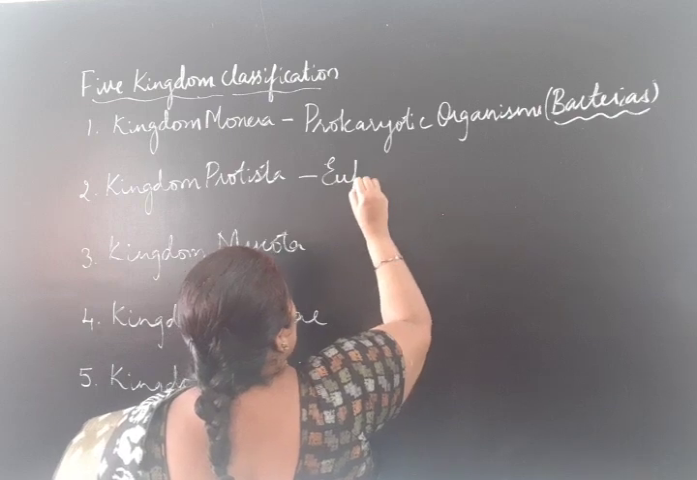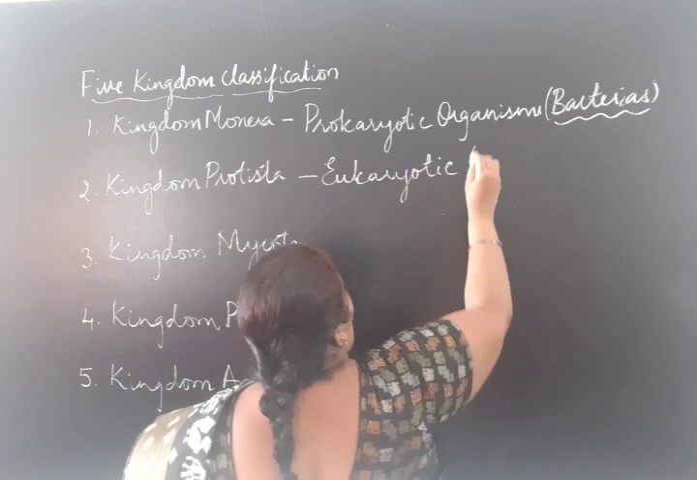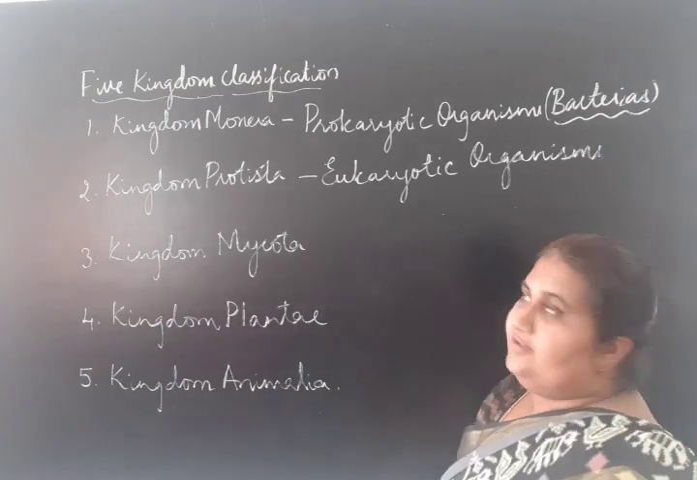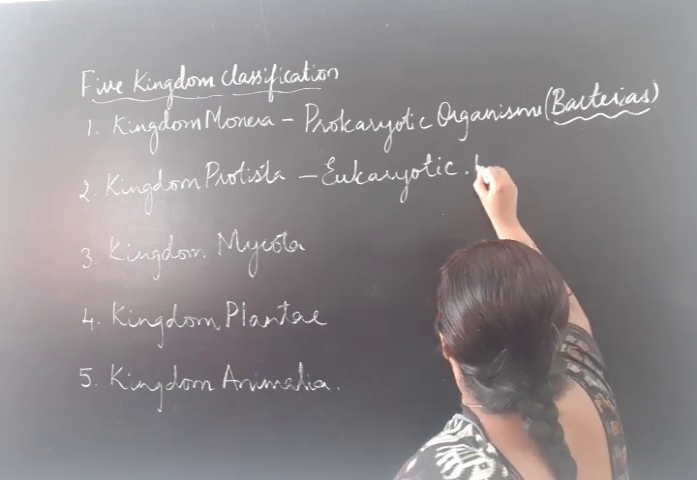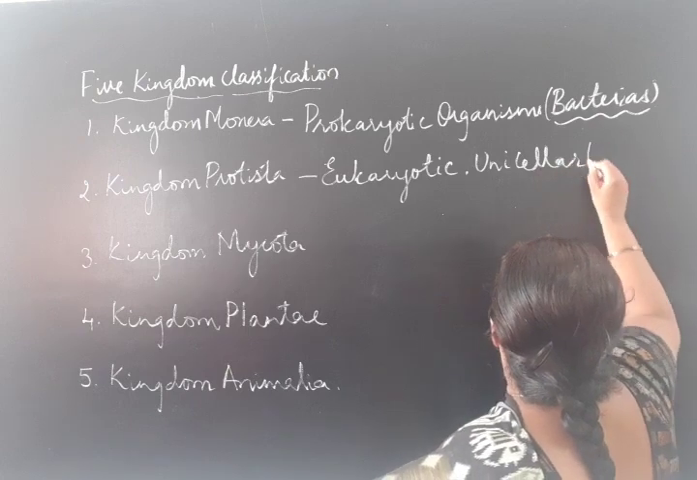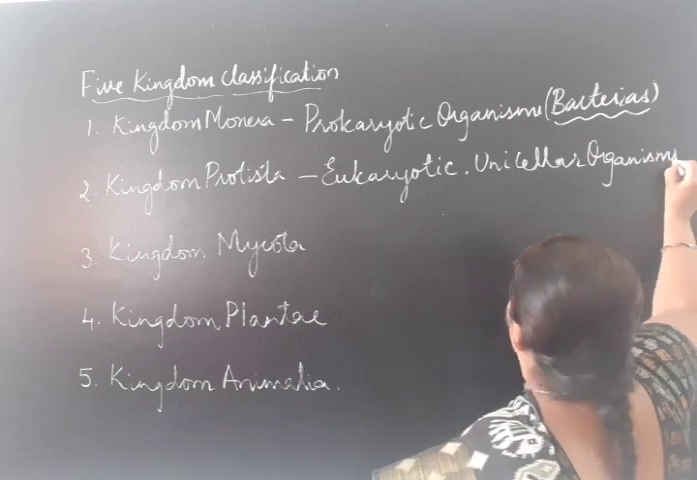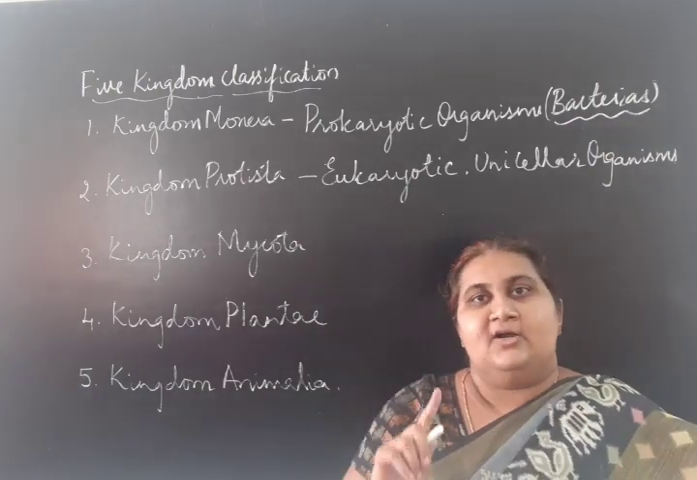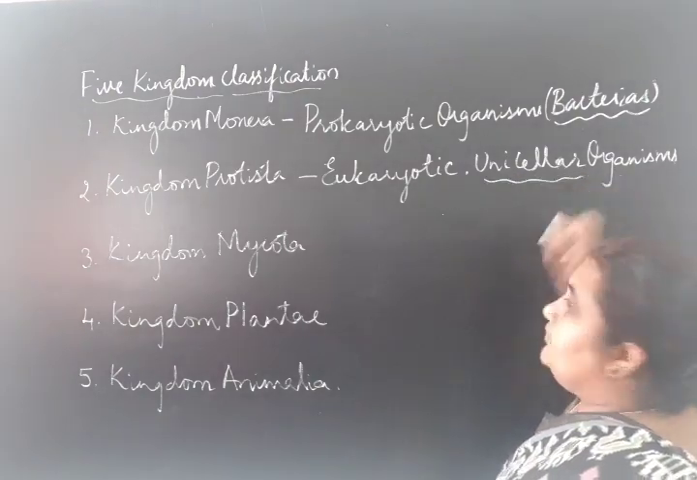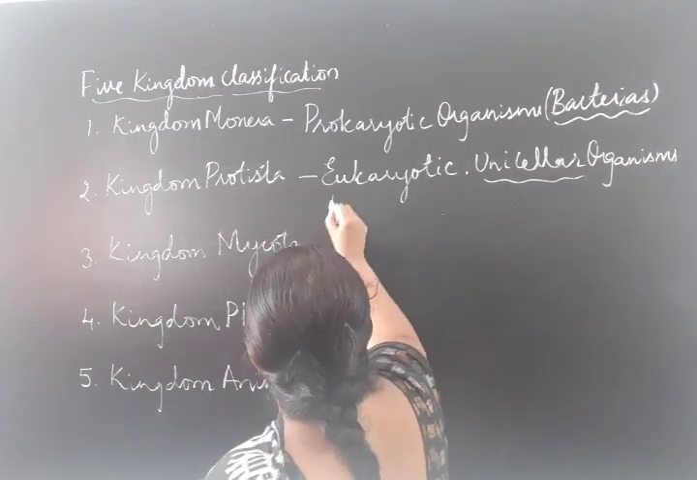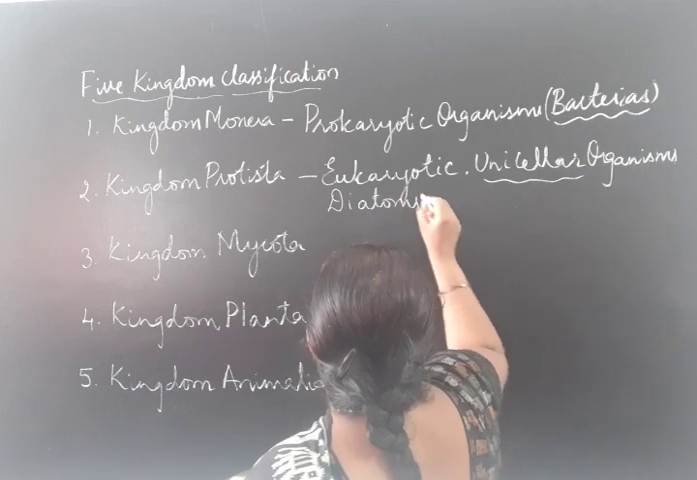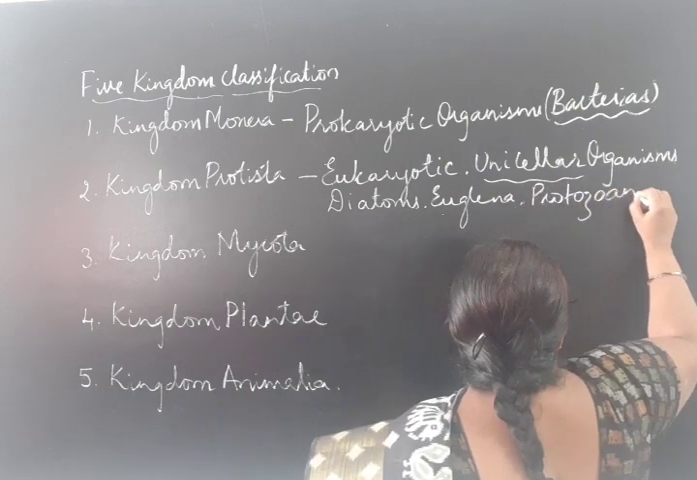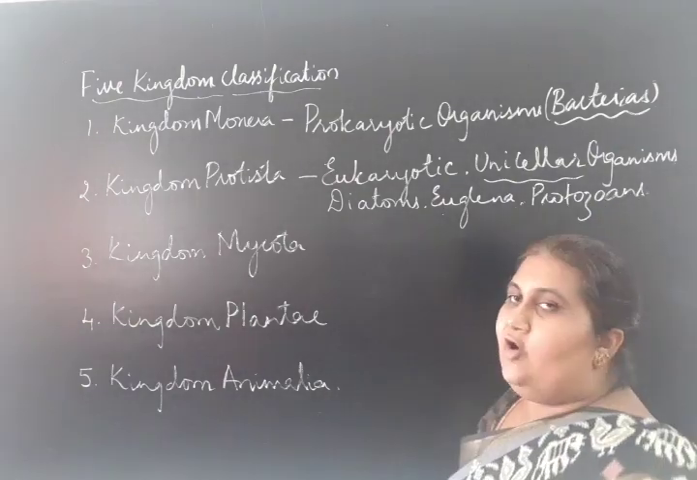Protista includes eukaryotic organisms. Yes, it includes eukaryotic unicellular organisms. Kingdom Protista includes eukaryotic unicellular organisms. It is the only kingdom in which we could find unicellular organisms like diatoms, euglenas, protozoans. Okay, unicellular organisms.